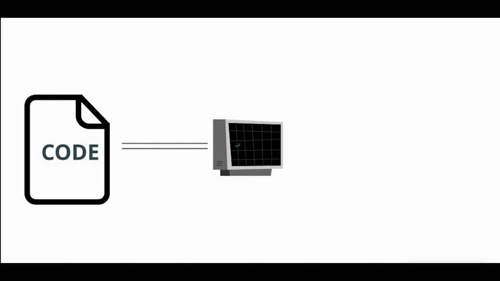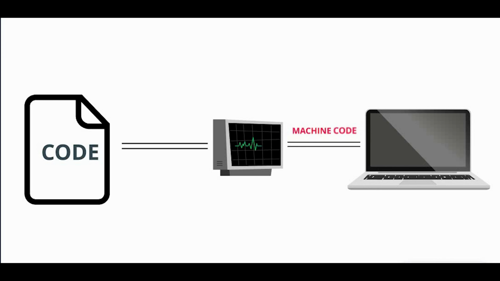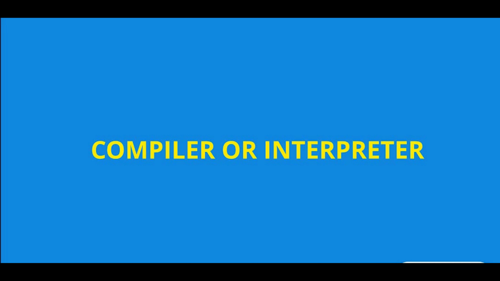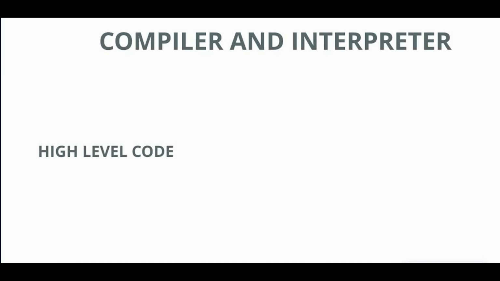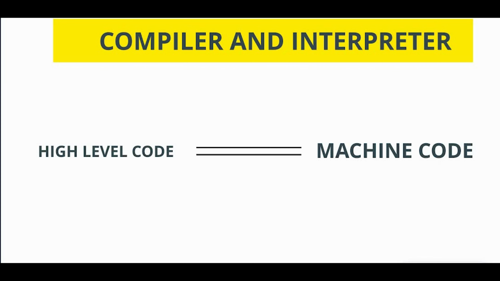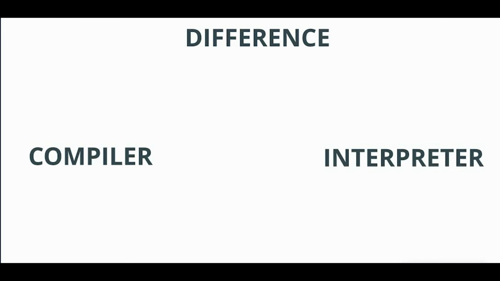When we use a program or a machine to do so, then comes the concept of the compiler and the interpreter. Both the compiler and interpreter are used to convert the high-level code into the machine code to make it work, but there is still some difference between the compiler and the interpreter. In the next video we will discuss that difference.